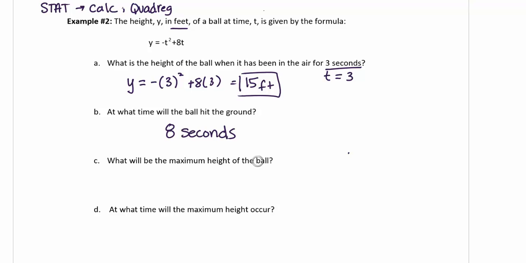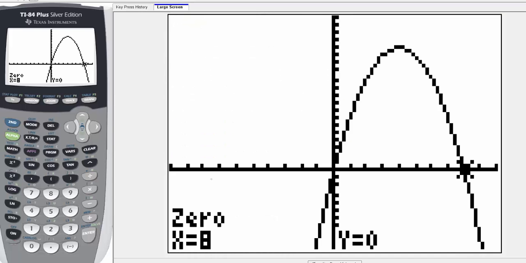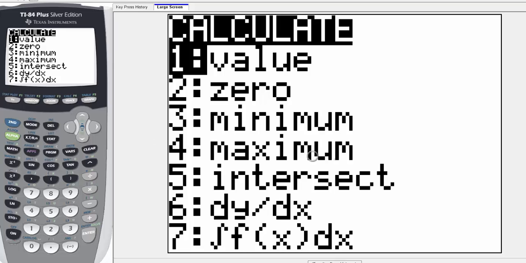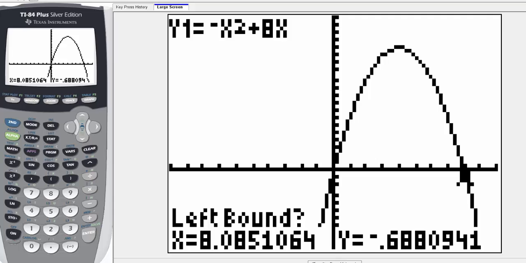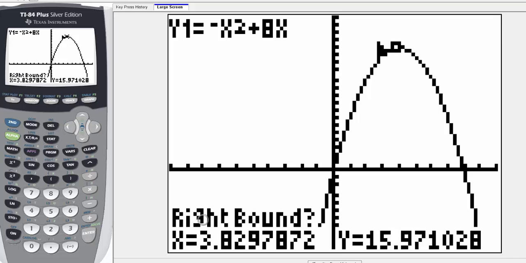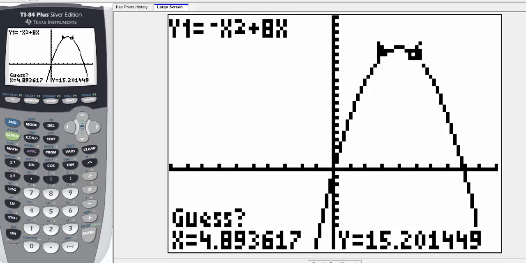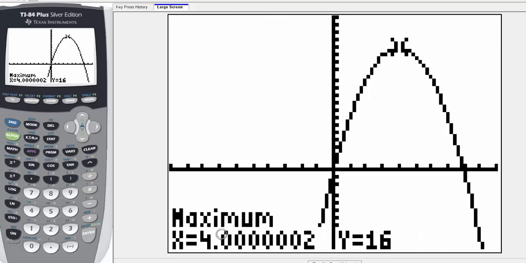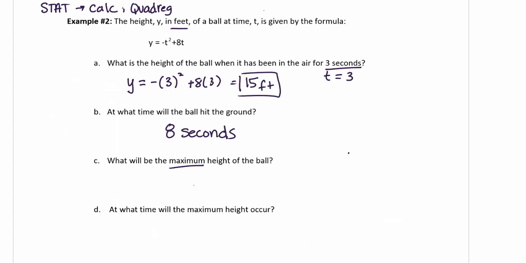Then it says, what will be the maximum height of the ball? So I need to know the maximum of my function. So I go to second trace again into calculate, where I do everything cool. And I'm going to choose number 4 because this time I'm calculating the maximum. When it says left bound, I'm hitting the left arrow key just a couple times to get to the left, pressing enter. Then to go right bound, I'm hitting the right arrow key to go on the other side to the right, press enter. And then it says guess, so you press enter one more time. And I've got 4, 16. So my max is at 4, 16.